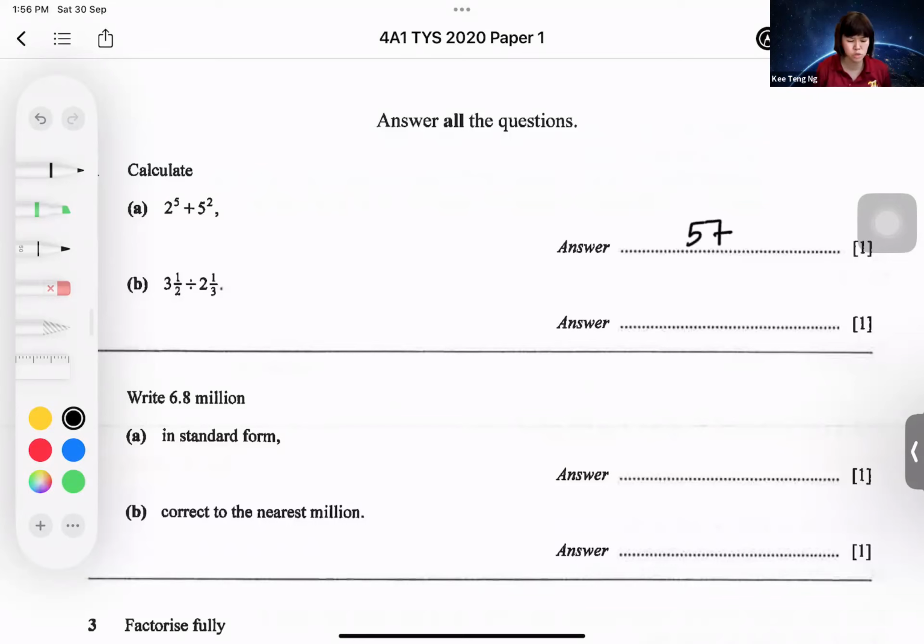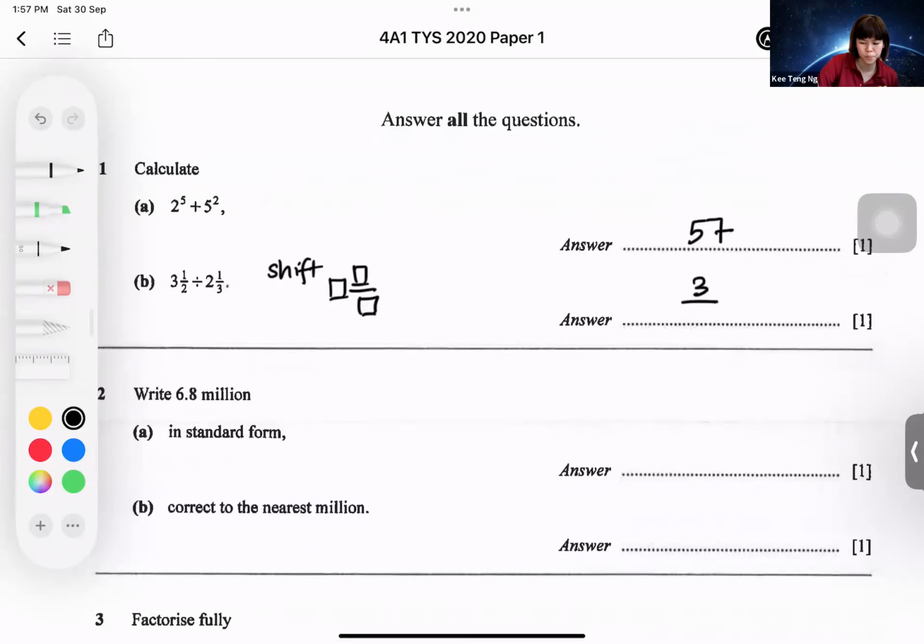Then next one, fraction 3.5 divided by 2 1/3. So you need to press in your calculator the shift function and then the fraction in order to get this, right? Before you key in your fraction, press the shift function key, then the fraction, you have the 3 square boxes that appear, and you key your 3.5 divided by shift fraction again, 2 and 1/3. Then you press equal, you get your answer to be 3/2.